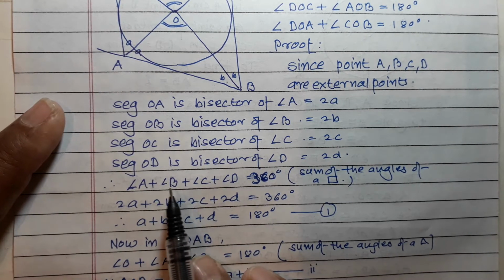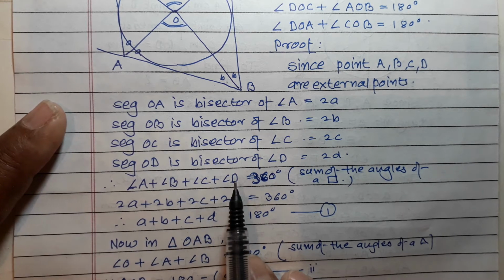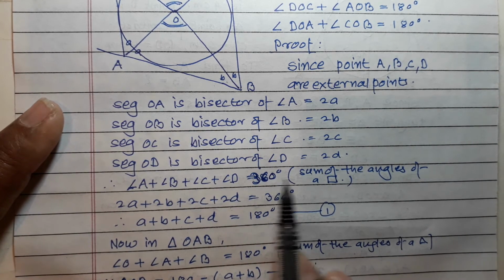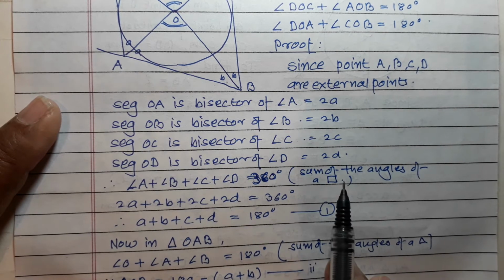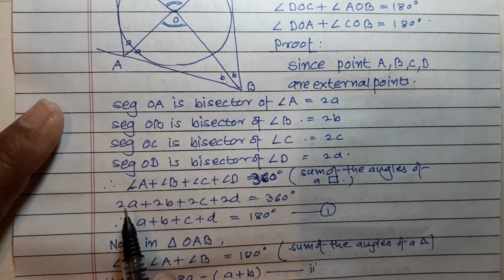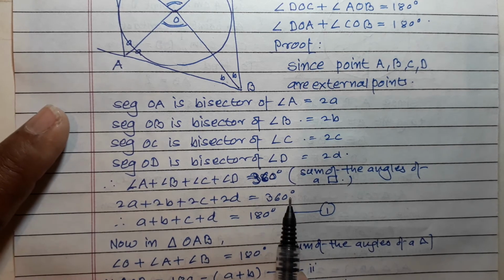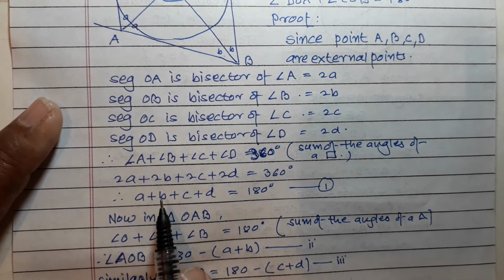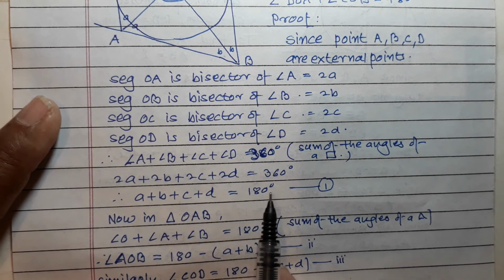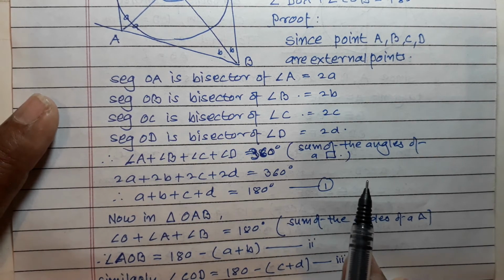So angle A plus angle B plus angle C plus angle D is equal to 360, sum of the angles of a quadrilateral, and therefore 2A plus 2B plus 2C plus 2D is equal to 360, and therefore A plus B plus C plus D is equal to 180. Statement number 1.